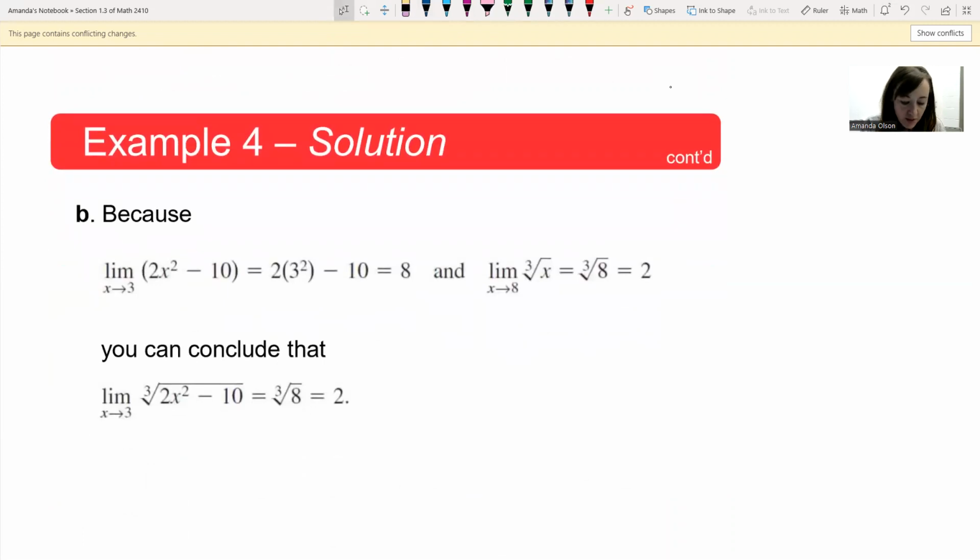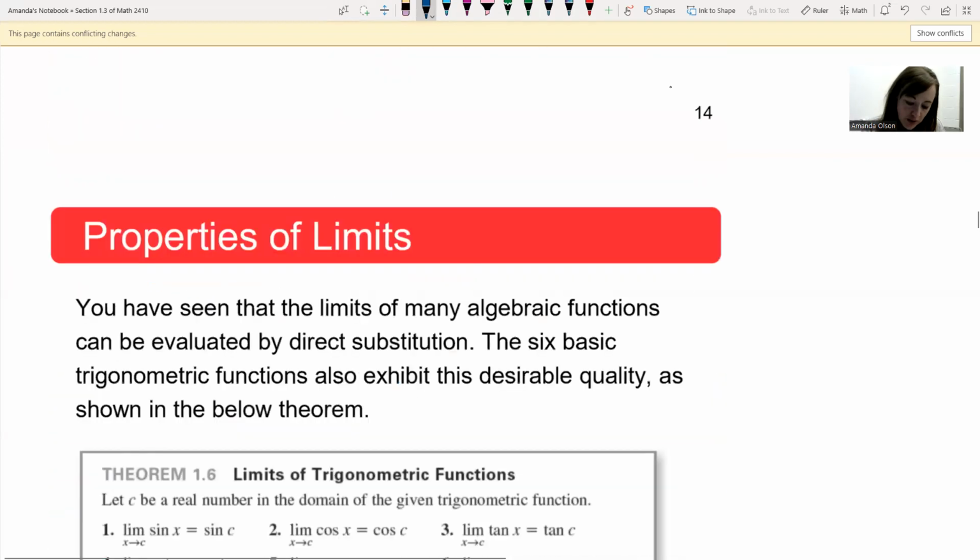Okay, and then similarly, looking at the limit as x approaches 3 of 2x squared minus 10, you would get that equals 8. And then the limit as x approaches 8 of the cube root of x is equal to 2. So you can recursively apply those direct substitution properties. You'd first input 3 in for x in the function 2x squared minus 10, and then you take the cube root of 8 and conclude that the limit as x approaches 3 for this given f of x is equal to 2. So you're recursively applying that direct substitution.